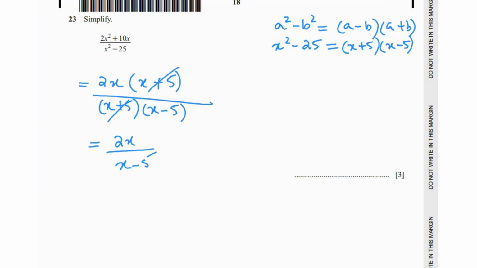So you need to know your basic factorization: difference of perfect squares, highest common factor, quadratic factorization. Completing the square is going to come in paper 4, but you still need to be aware of it.